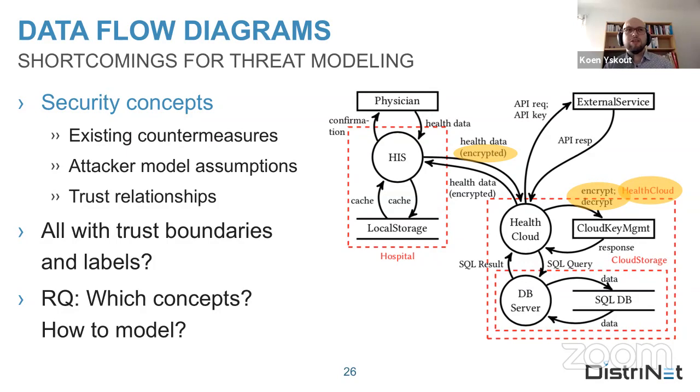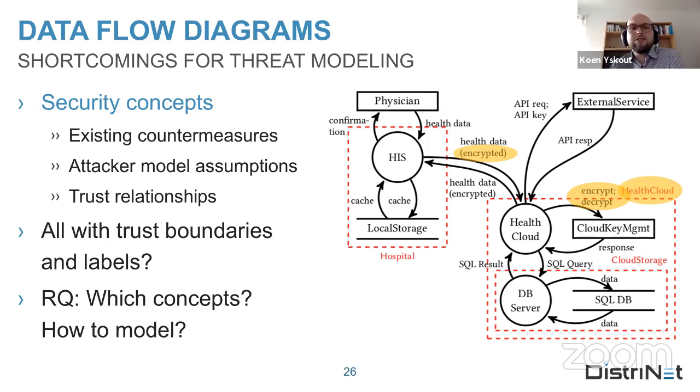So it's just a label. The same goes for the attacker model assumptions, like I said, the trust boundaries. What exactly does it mean if you draw a trust boundary? The figure on the right has three of them, but what exactly does that mean for the attacker model? Do you assume that the attacker is not in the hospital on the left, or is the attacker only on the outside of all the trust boundaries? What do the nested trust boundaries mean? There's no clear semantics there. And labeling things does not really help you.